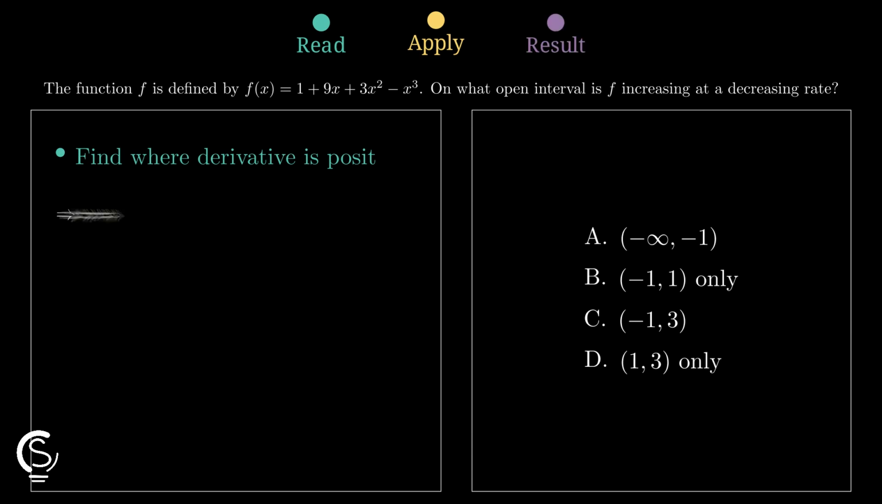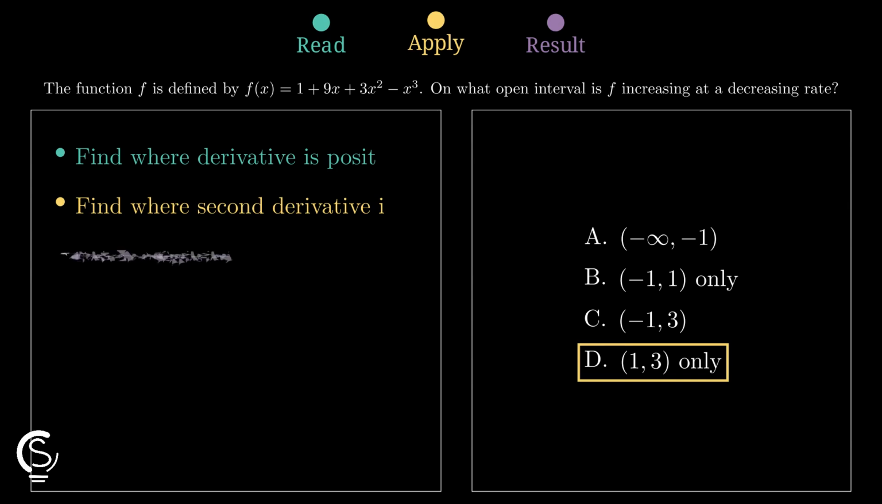Combine these conditions. The first derivative is positive between -1 and 3. The second is negative above 1. This leaves the interval (1, 3). Well done! Option D is correct.